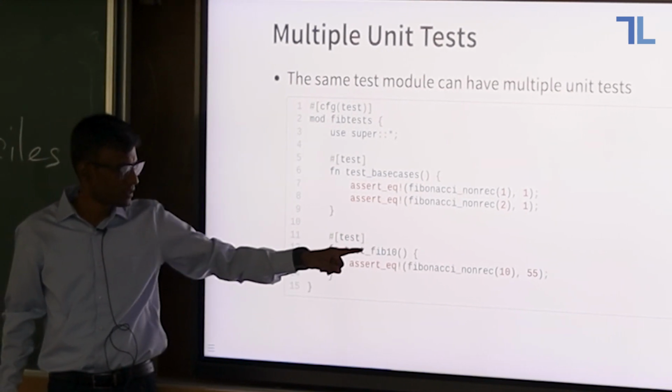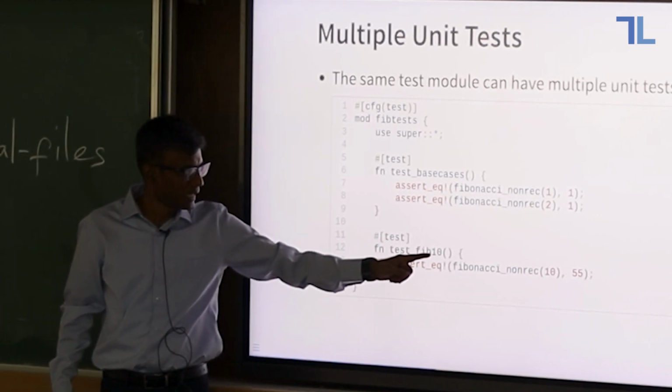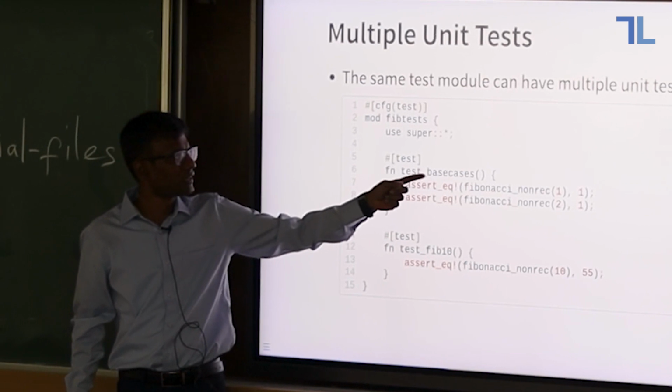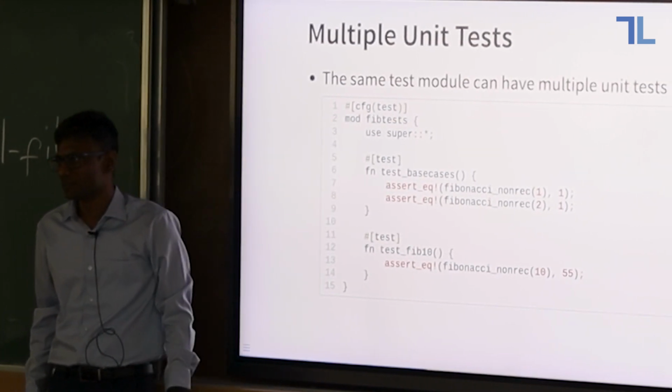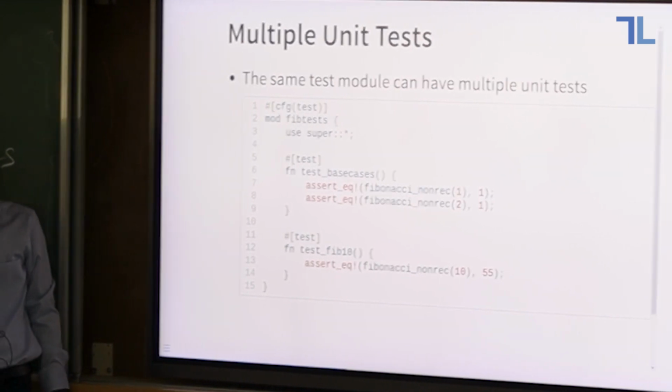Then you can put test underscore fib 10, or you can just put fib, or you can put 10, any string which matches. If you even just put 10, then the base cases test will be filtered out because the string 10 is not there. Yeah, the test block. Like this.